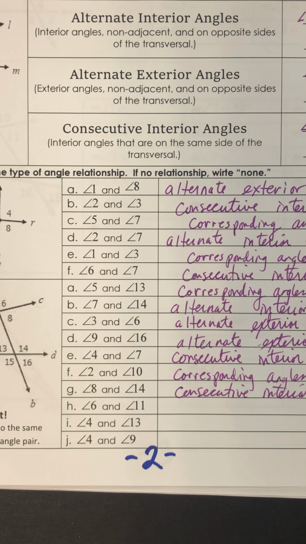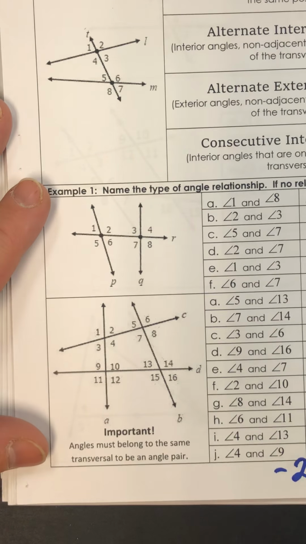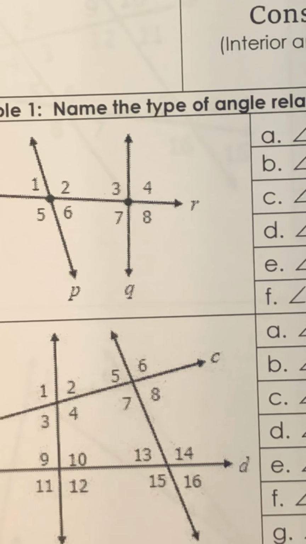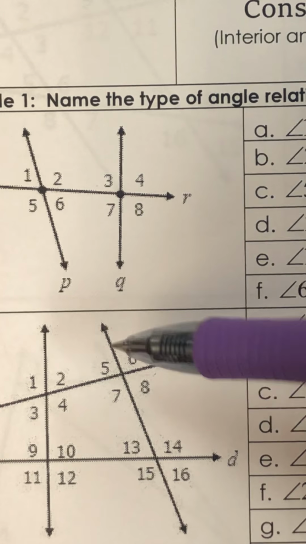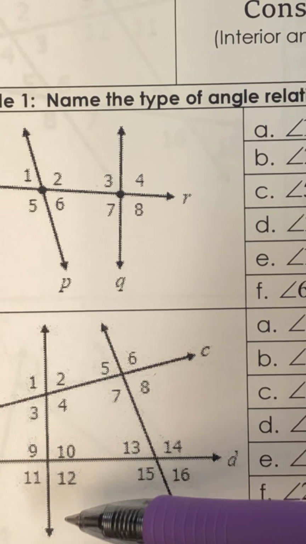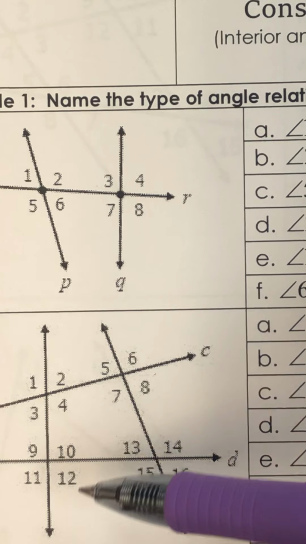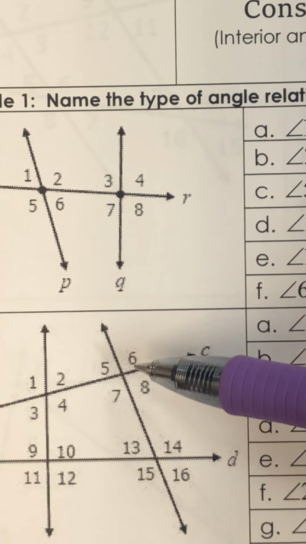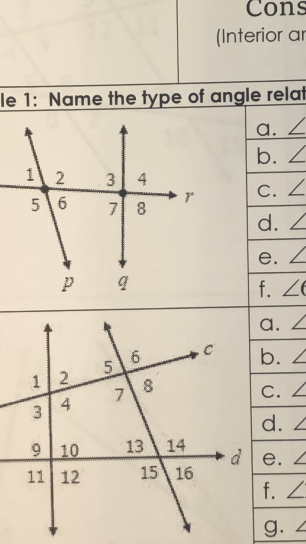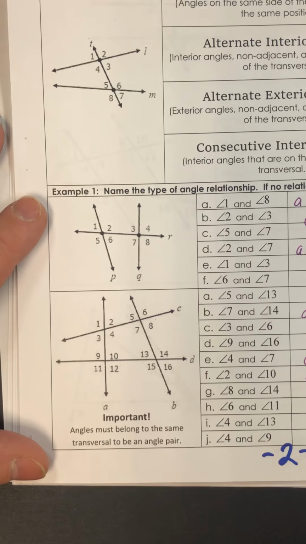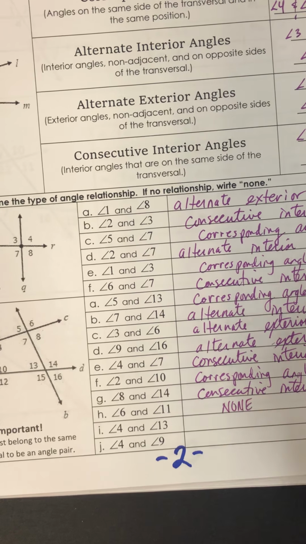Let's see, 6 and 11. Where's 6 and 11? Okay. So if we look at 6 and 11, notice how 6 would be a part of this transversal, and 11 is a part of this transversal. They are not in any way a part of the same transversal. So there's no relationship. So we will write none. Okay?